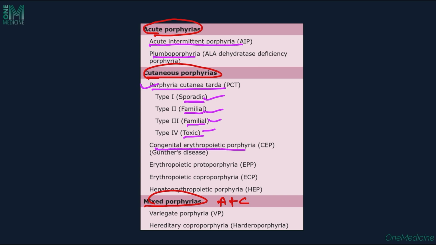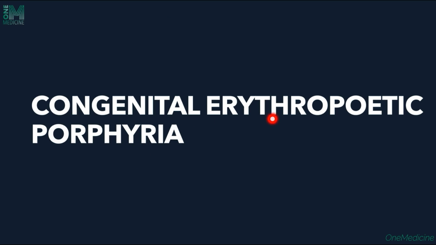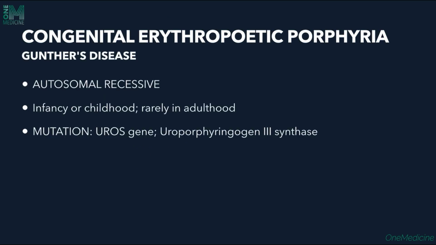Second one being congenital erythropoietic porphyria. Then we have erythropoietic protoporphyria, erythropoietic coproporphyria, and hepatoerythropoietic porphyria. All of these are the cutaneous forms. Then you have the mixed form, which is the variegate porphyria and the hereditary coproporphyria, which is also called harderoporphyria. So this is the way in which we approach the case, whether it's acute, whether it's only cutaneous, or whether it's mixed. Firstly, coming to congenital erythropoietic porphyria, it is also called Gunther's disease.